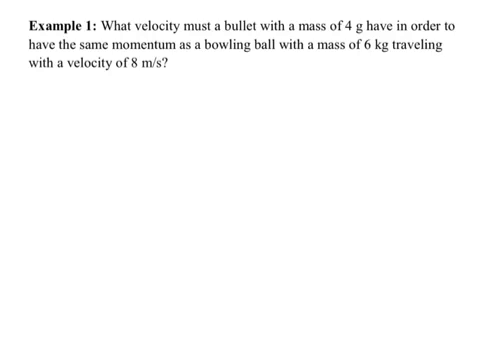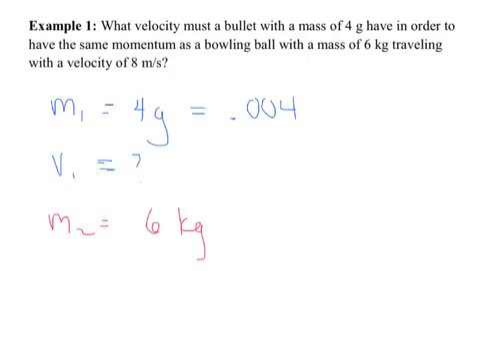Now, we clearly have a small mass here for the bullet. What should we do with that mass to start the problem? Convert it into what? So the mass of object 1 is 4 grams. In kilograms, what is that? Good, 0.004. The velocity of the object is unknown. The mass of the second object is much greater, and it's already in kilograms. And the velocity of the bowling ball is 8 meters per second.